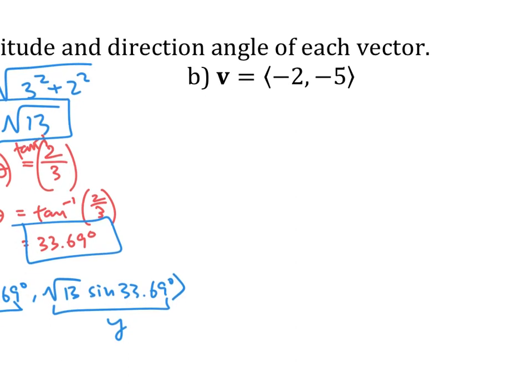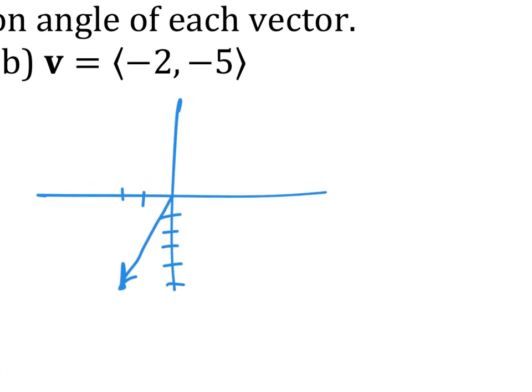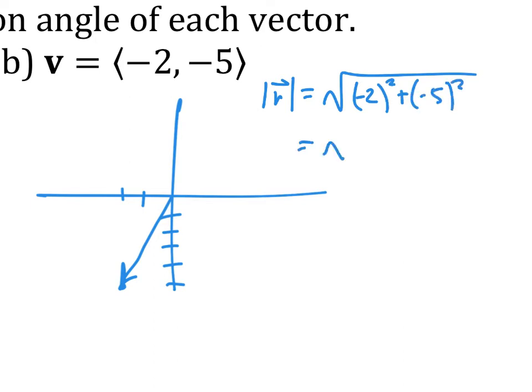All right, let's look at another one. So this one is a little bit trickier, so let me do this for you. So -2, -5. All right, so let's find the magnitude and direction. So magnitude is pretty easy. Again, you just do a Pythagorean theorem. -2 squared plus -5 squared. So this is square root 29. To find the angle, it's a little bit trickier.